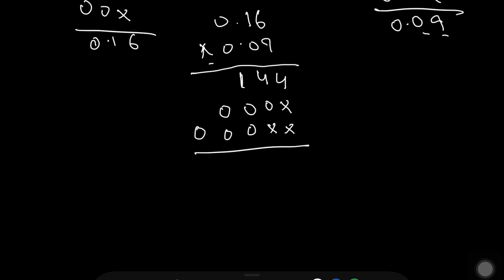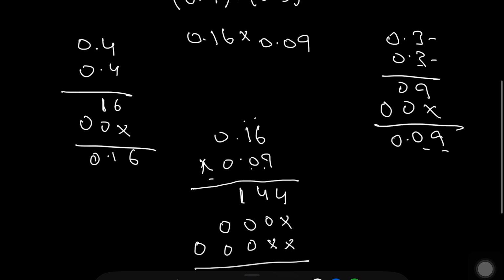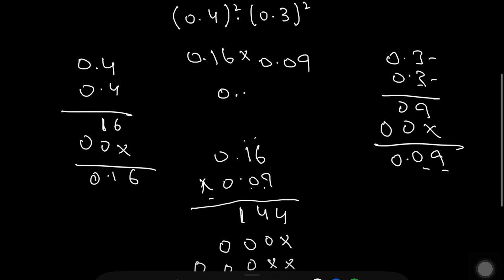So here after we sum all of these, 4, 4, 1, 0, 0. And the decimal places, how to write decimal places: 1, 1, 2, 3, 4. So 1, 2, 3, 4: 0.0144. 0.0144 is the right final answer of this question.